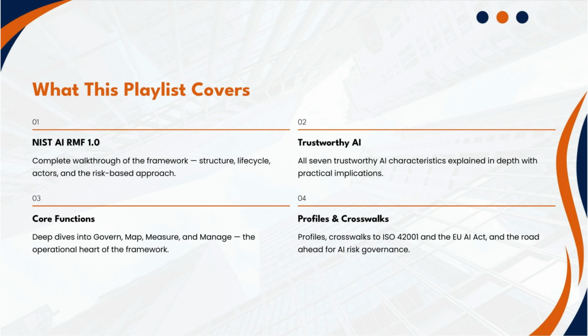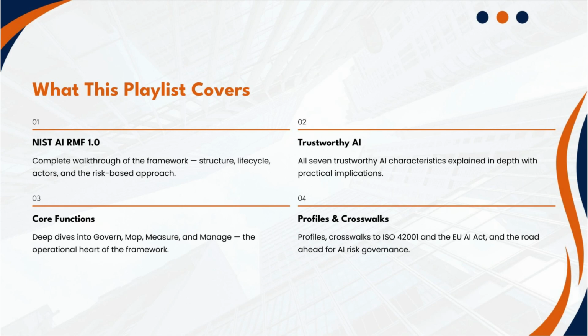You'll learn the framework's two-part structure, the AI lifecycle, and the seven characteristics that define trustworthy AI, from validity and safety to fairness, transparency, and privacy. We'll break down how AI harms show up at the individual, organizational, and societal levels, and why measuring AI risk is so challenging in the first place.